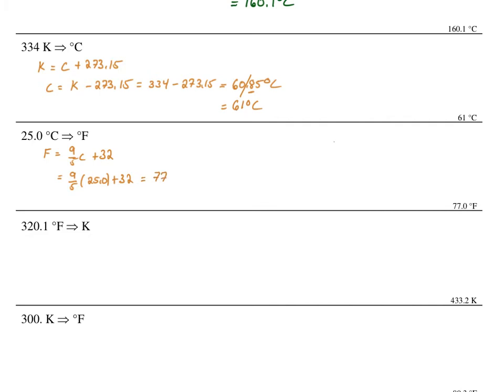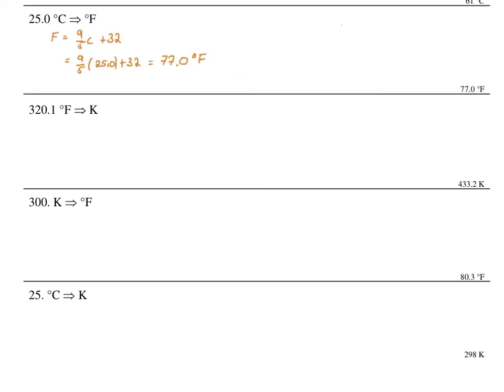Now we look at our significant figures. We see that this initial temperature, the original temperature, is rounded to the tenths place. So in this case, we're going to have to add a 0 so that we have the appropriate number of sig figs. And our final answer is 77.0 degrees F.